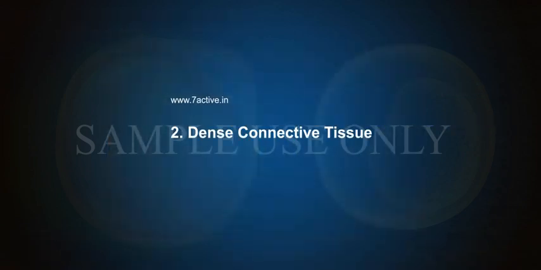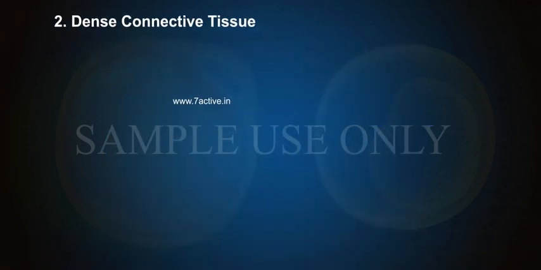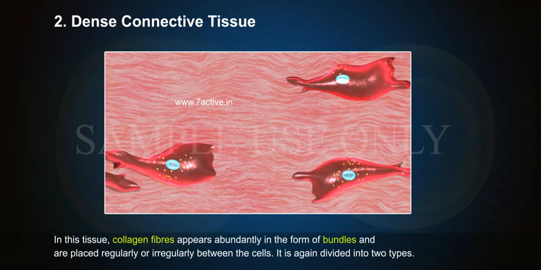2. Dense connective tissue. In this tissue, collagen fibers appear abundantly in the form of bundles and are placed regularly or irregularly between the cells. It is again divided into two types.